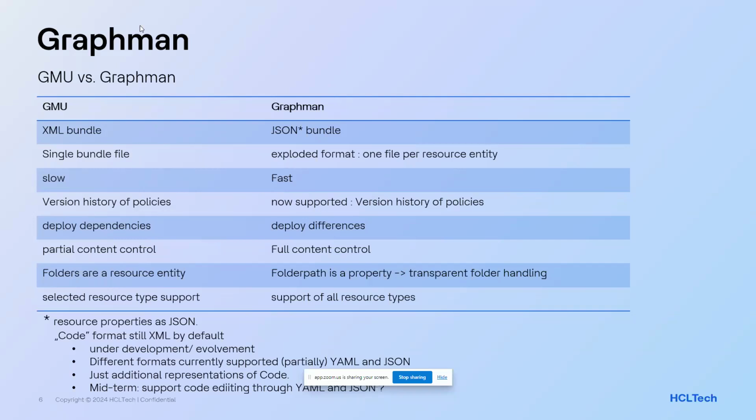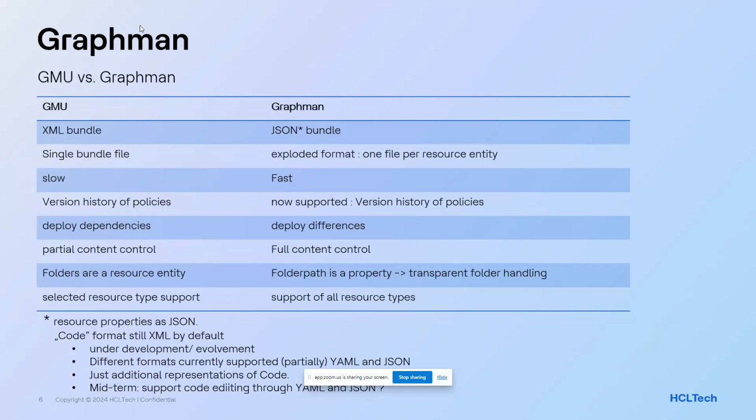My understanding of deploying with GMU means you are deploying dependencies. That means all the dependencies get exported by GMU automatically as well. Hence, you are importing them into the target gateway potentially as well. And that means that you might overwrite stuff without being aware that you're overwriting it.